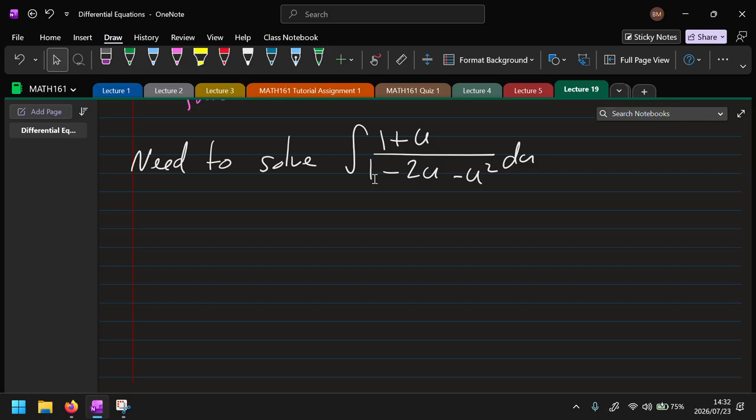So we go right to step 1. The bottom part, we try and factor if possible. Okay, if you can factor it, you do that, and then we split it up. If you can't factor it, then we have other work to do. Okay, 1 minus 2u minus u squared. Can that be factored? Because if it can't be factored, we need to do something else. So check if that can be factored or not.